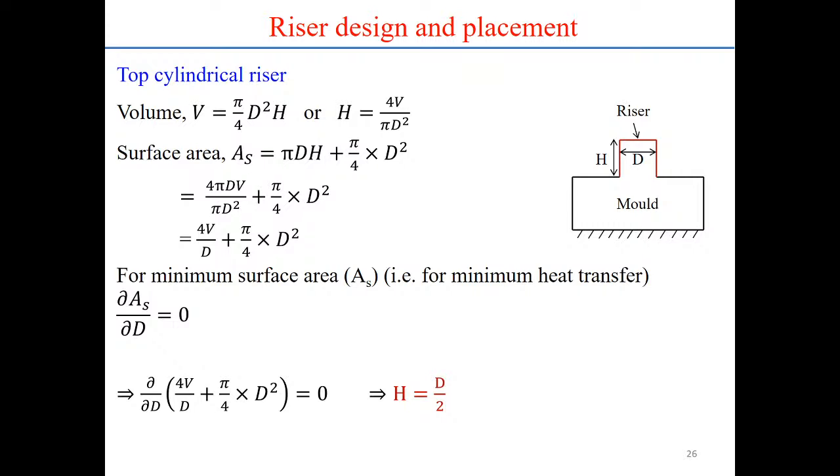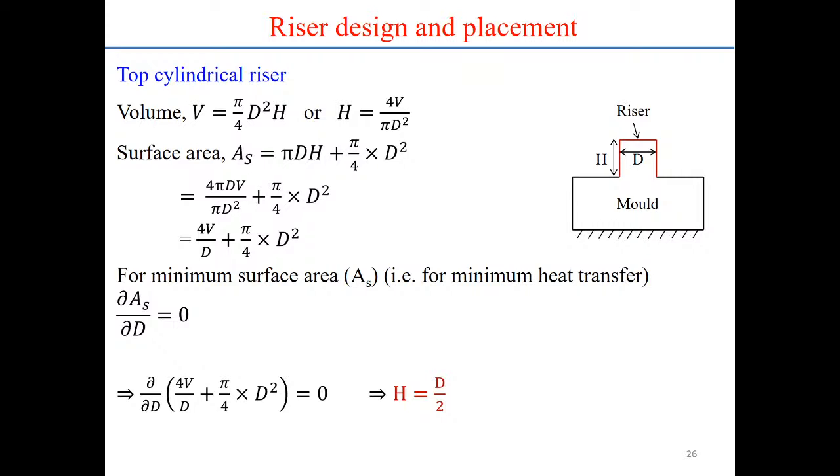It is important that we are talking about the volume by area ratio. The actual area responsible for losing heat, in the case of the top cylindrical riser, is not the whole surface; it is the surface area along the periphery that is very important in riser design. So in this case we consider the surface area as pi dh plus pi by 4 into d square. Only the top surface area is considered, not the bottom surface, because the bottom surface is in contact with the mold, so it is not effective for losing heat. That's why we consider this area and minimize it.